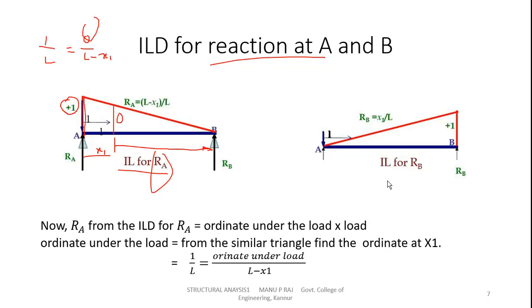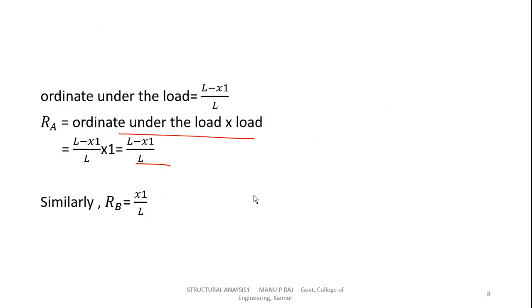Similarly, for the ILD for RB, we'll push RB by 1 unit, and then we will get a triangle. This is the shape of the ILD for RB. Here also RB will be equal to x1 by L.